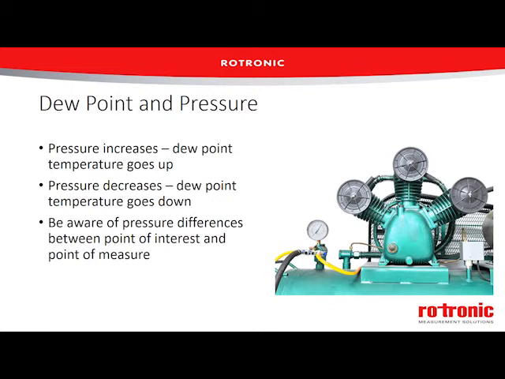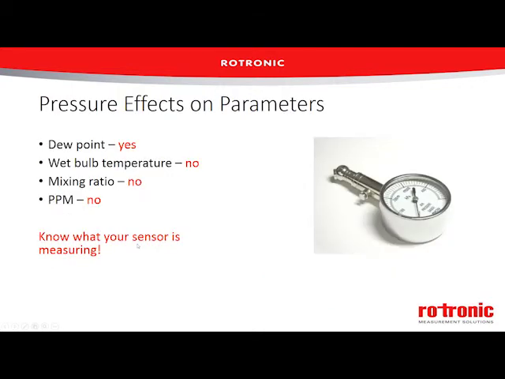The other thing I mentioned earlier was about the different parameters. Pressure does not affect relative humidity unless, again, you have differences between the point of measure and the point of interest. Dew point, yes, pressure changes in dew point will change your measurement significantly. Wet bulb temperature doesn't matter because we're measuring temperatures. Mixing ratio is an absolute measure of how much water vapor is present. ppm, parts per million, is also a measure of how much water vapor is present.